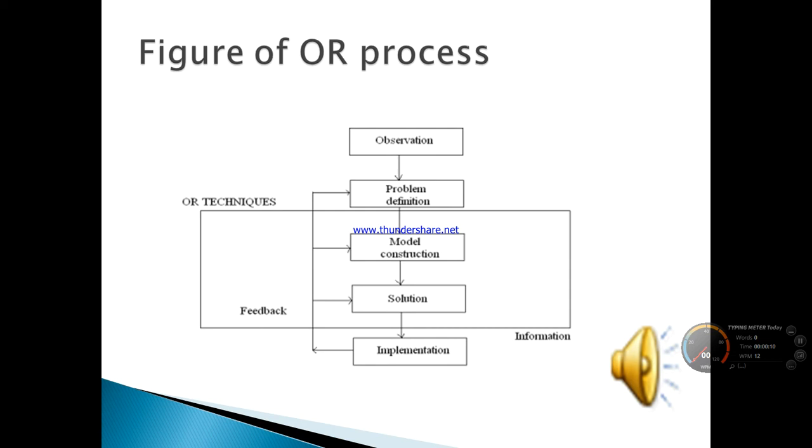In this figure, you can see the first step of OR process is observation, and the second step is problem definition, and the third step is model construction, then solution of the model, and then the last step is implementation of the whole process. Basically, the first two steps are common sense steps. OR is implemented on two steps, which are model construction and solution, and the last step basically is the management step.